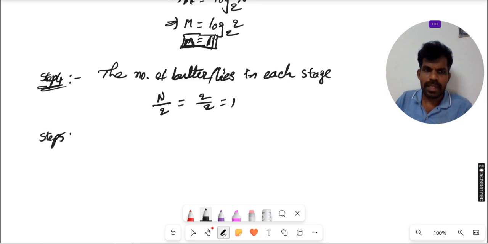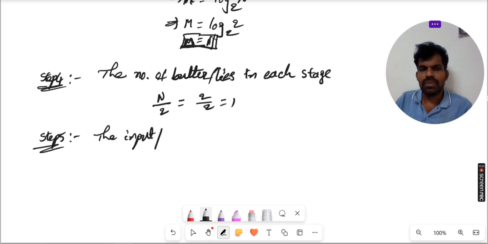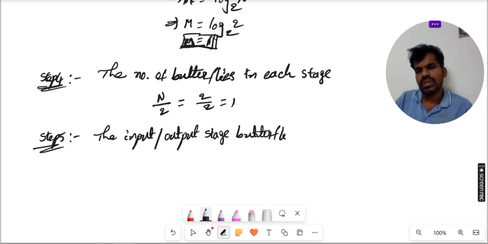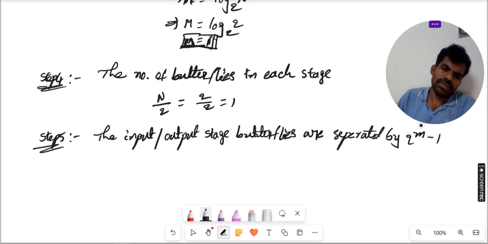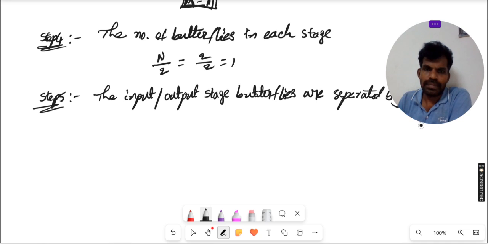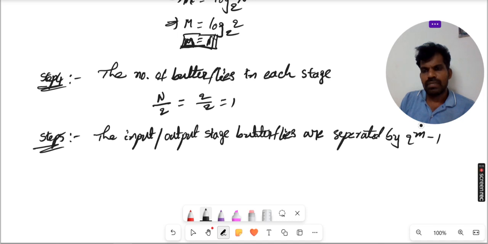Next, step 5. Here the step 5 is the input and output stage butterflies are separated by 2 power m minus 1 samples.